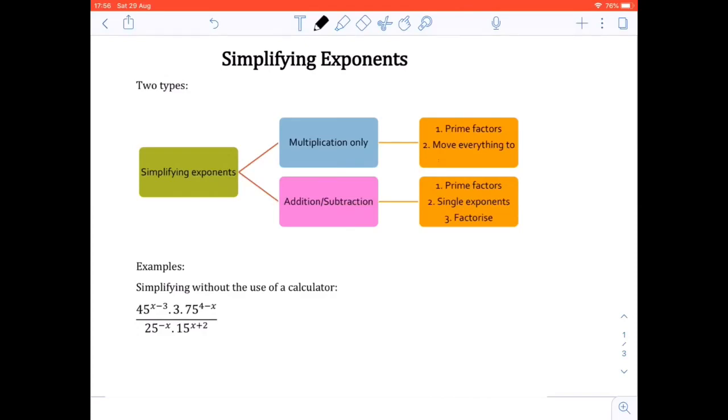For the second type, addition and subtraction, this is when there are addition or subtraction signs within your sum. So these additions and subtractions don't refer to additions and subtractions within the exponents themselves, but rather within the main part of the sum. And the steps for these types are you have to first prime factorize, then break down everything so that it only has single exponents, and then you have to factorize and simplify from there. But I'll explain that more when I get to one of those examples. Let's first do a multiplication type example.